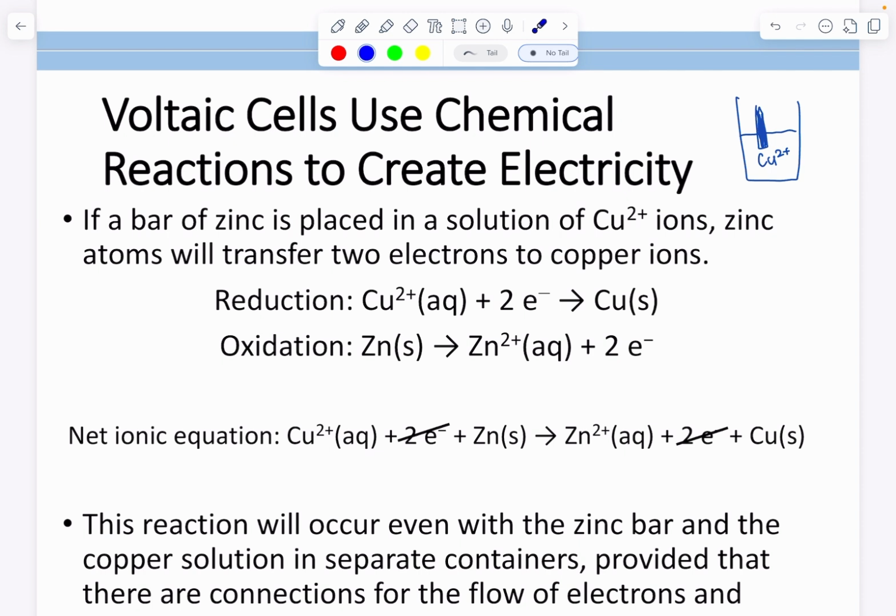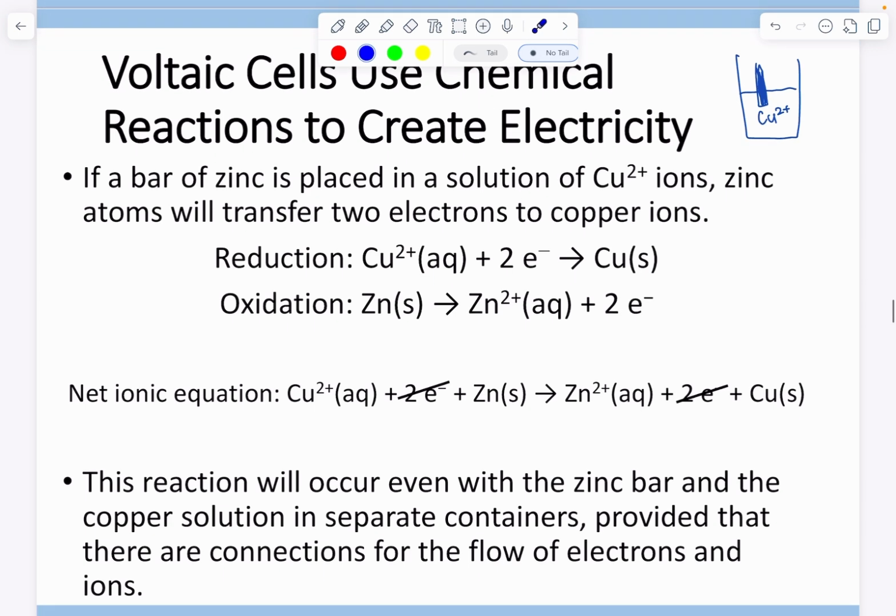And so here's the net ionic equation. Copper 2+, which was in solution, add the zinc solid. 2 electrons will be lost by zinc, gained by copper. Zinc becomes zinc 2+, and then copper becomes solid copper. This reaction occurs even when the zinc bar and the copper solution are in separate containers.